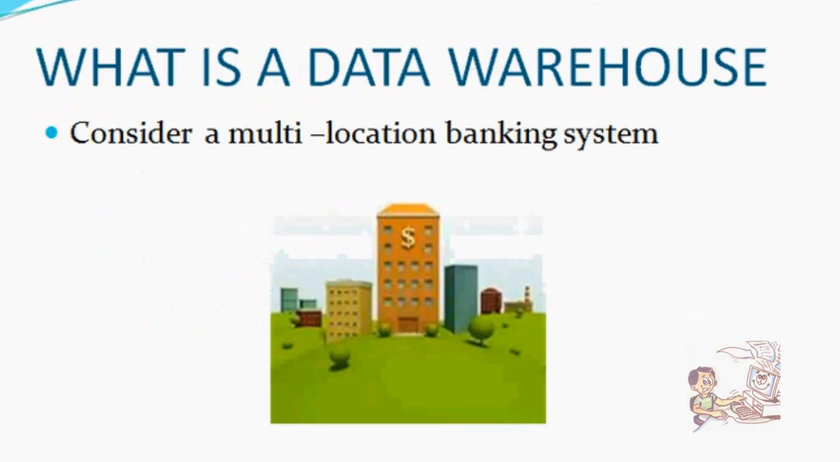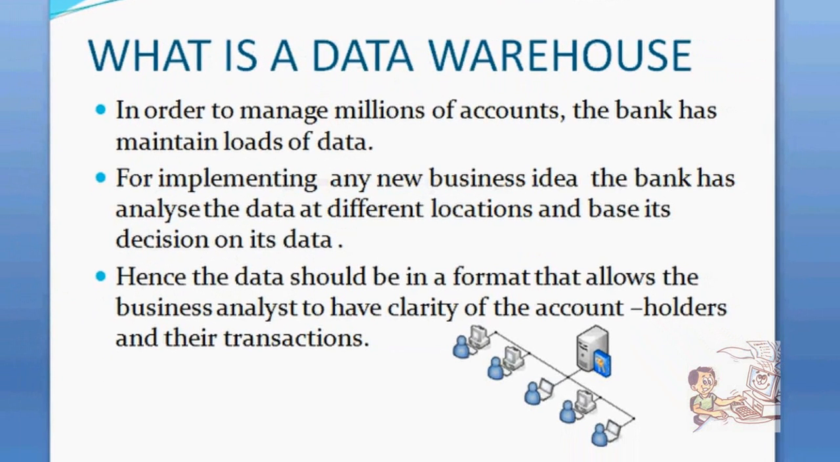I will explain with one example. Here it's a banking system, multi-location banking. We have multiple branches in this bank. It's Lotus Bank. Lotus Bank contains millions of accounts, which means the bank has to maintain loads of data. The more customers we have, the more transactions we get daily.